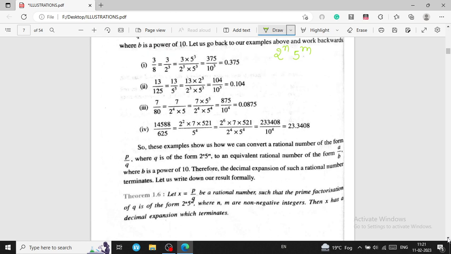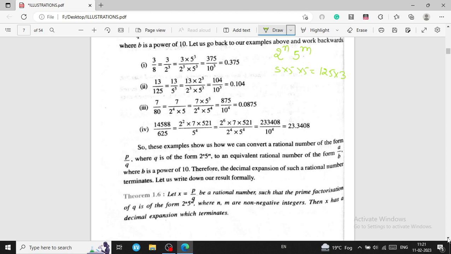We are given 3 by 8. When we make factors of 8, we get 2 raised to power 3. We can write it as 3 by 2 raised to power 3. To convert it into this form, we multiply numerator and denominator both by 5 raised to power 3. When we multiply by 5 raised to power 3, we get 375, because 5 raised to power 3 is 5 multiplied by 5 multiplied by 5, that is 125, multiplied by 3.